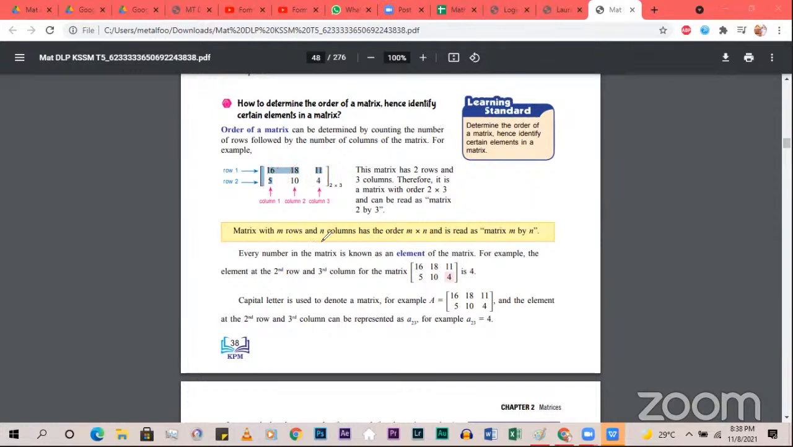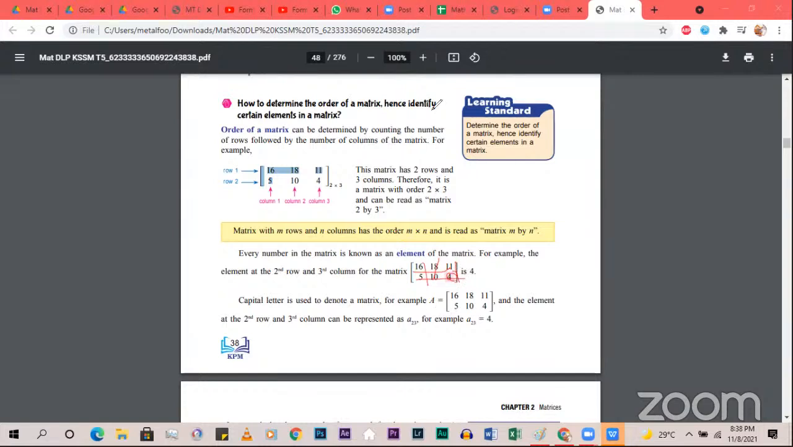A matrix with m rows and n columns has the order m times n and is read as matrix m by n. Every number in the matrix is known as an element of the matrix. For example, the element at the second row and third column for the matrix 16, 18, 11, 5, 10, 4 is 4, right? First row, second row, first column, second column, third column. Yeah, it's this 4.